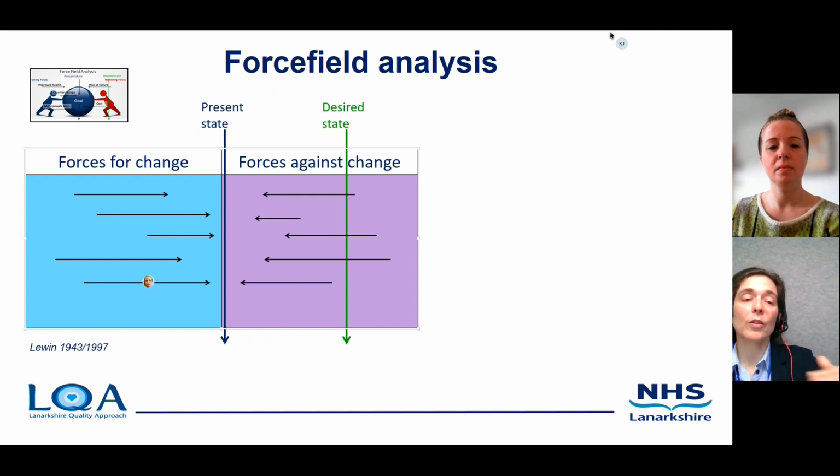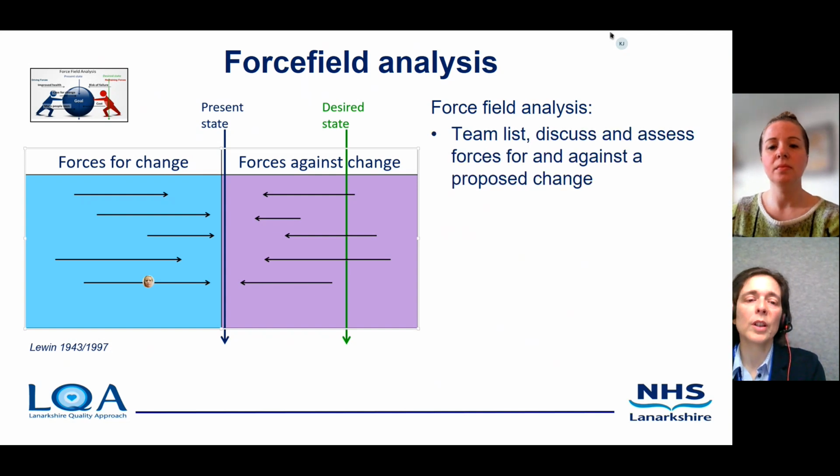So you've got forces for the change, so you'd list them, and you can change the weight of the arrow to say if that's a really strong force for change or a weaker force for change. And then you've got your forces against change. Again, you can note which ones are stronger and which ones are weaker.